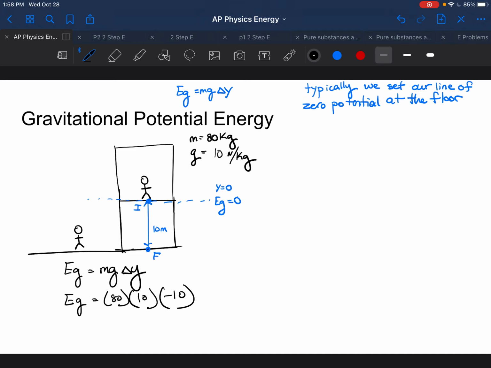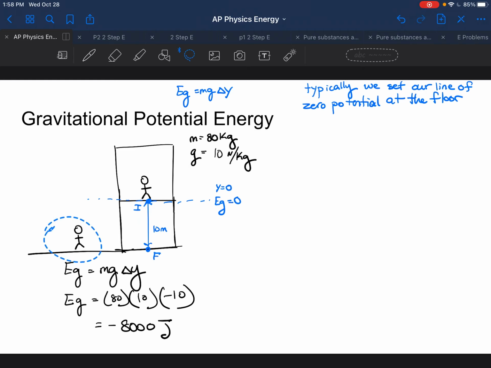And when we were talking about elastic energy, we talked about all energies being scalar quantities, not vector quantities. So they do not have direction. So what does this negative here mean? Well, in the case of potential energy, a negative tells you how much energy you need to restore yourself to the point of zero potential.